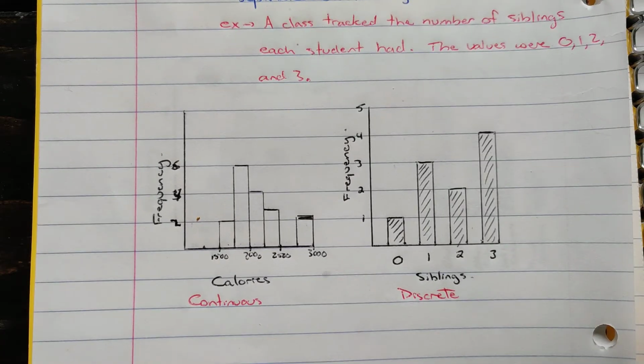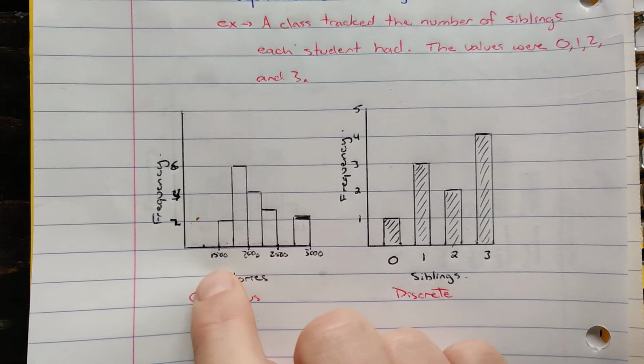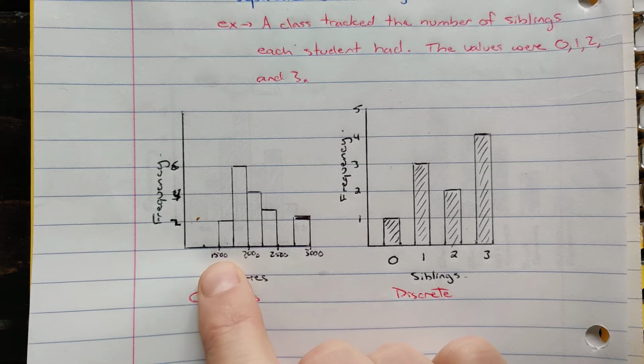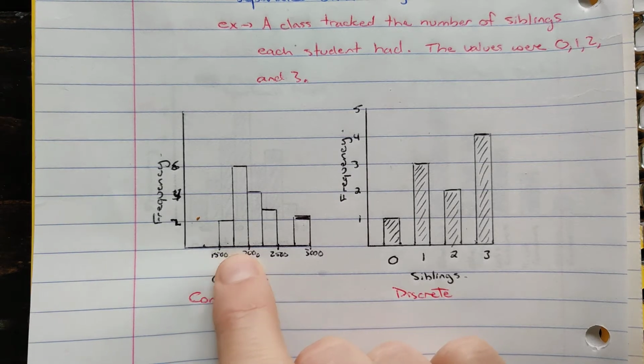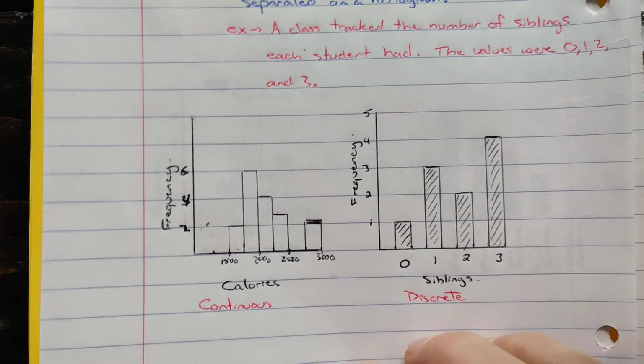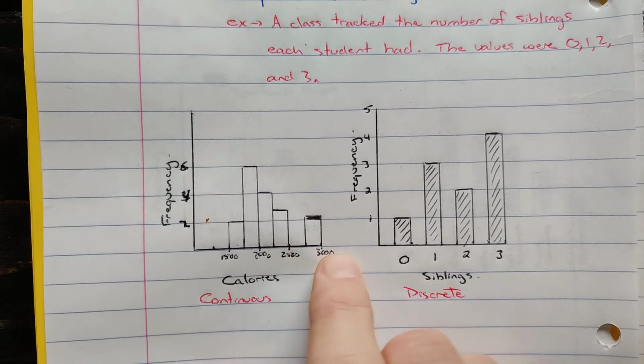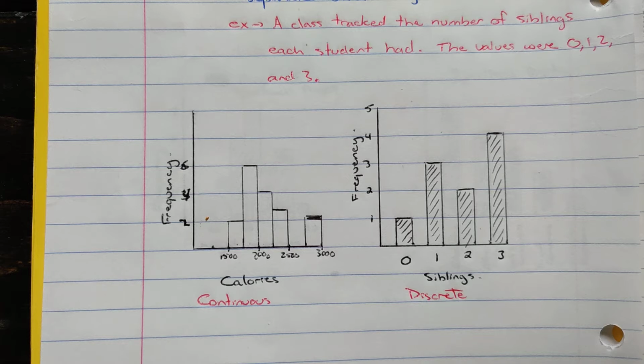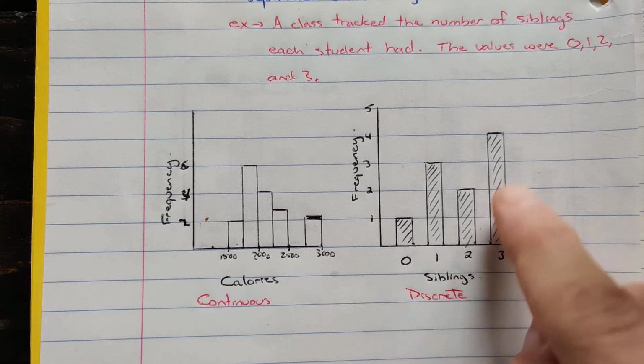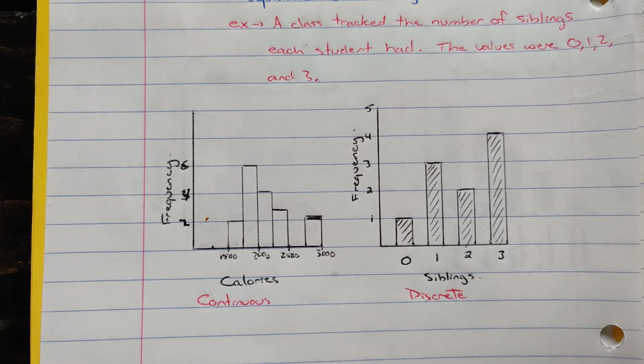So here's examples of continuous and discrete graphs. For a continuous graph, we are in these ranges. Each bar is representing about 250 calories, so 1,500 to 1,750, and so on. And so there is our breakdown for this class and frequency. Here, counting the number of siblings, each bar is illustrated as separate.